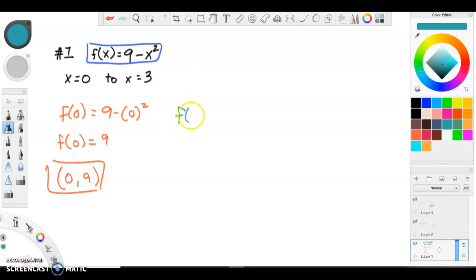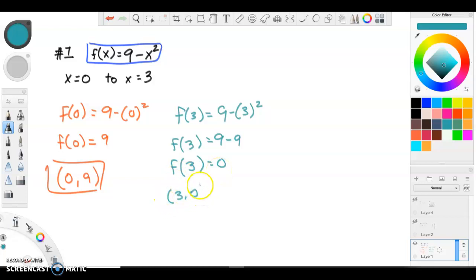So f of 3 is equal to 9 minus 3 squared. 3 squared is 9, so we have 9 minus 9. And then when I subtract those, we get f of 3 is equal to 0. So here, if I plug in 3, we end up with an answer of 0. Okay, so these are my points: x, y is 3, 0. Over here, x, y is 0, 9.